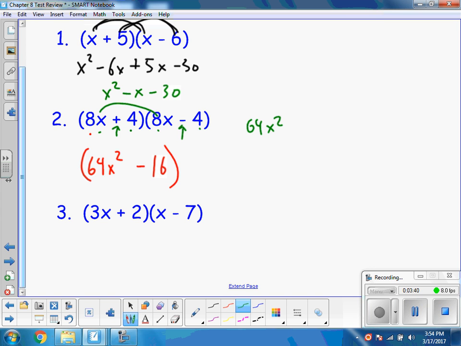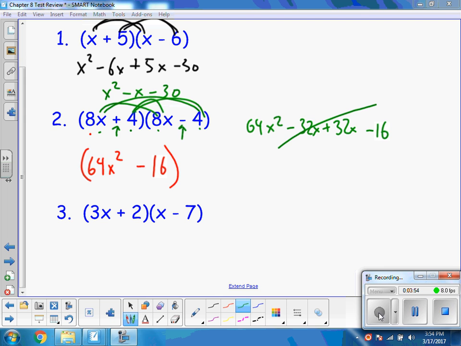You're going to get a 32 minus 32x, and I'm going to get a plus 32x, and I'm going to end up with a negative 16, and we can see that my middle terms cancel out. So that's why I'm left with 64x squared minus 16, and why did I put parentheses? I don't know why. I did that in class 2. I do not need those.